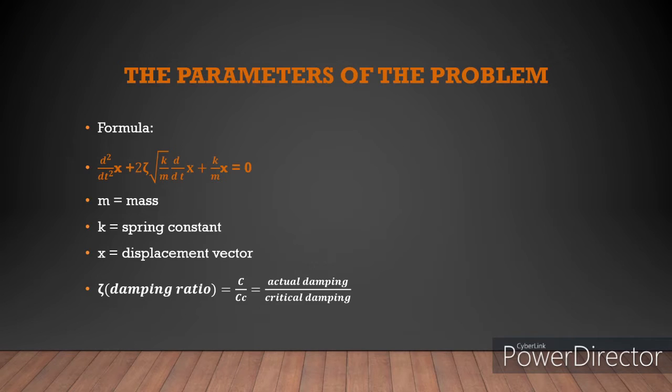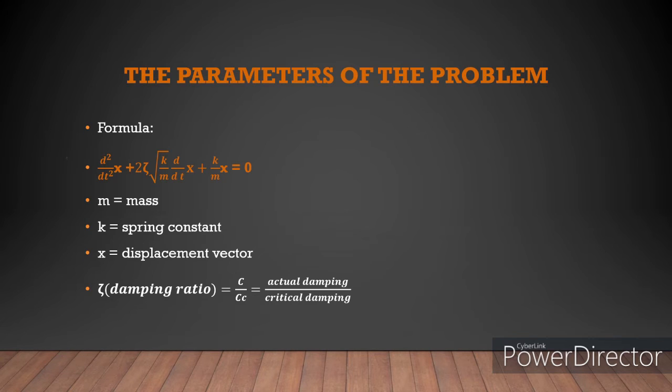Okay, let's summarize the parameters of the problem. The formula of the second order ODE is this, and other parameters like M, mass, K, the spring constant, X, the displacement vector, and the damping ratio, or called zeta, is actual damping divided by critical damping. So if we know the parameters of the spring, we can measure time.